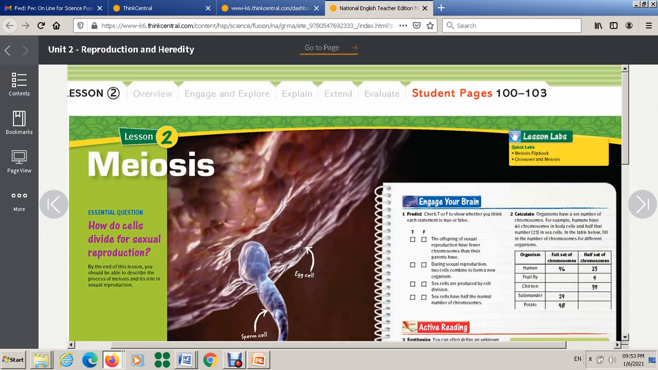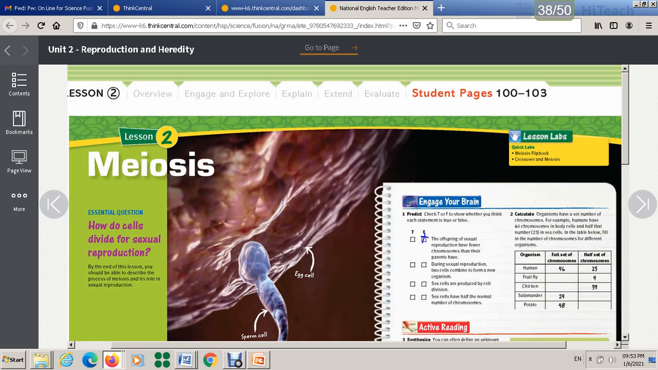Before we start, I'm going to solve these questions with you. These questions are on page 101. You have four true or false statements. Let's see which one is correct and which one is false. Let's start with the first one. The offspring of sexual reproduction have fewer chromosomes than their parents have. This one is actually false. The first one is false.